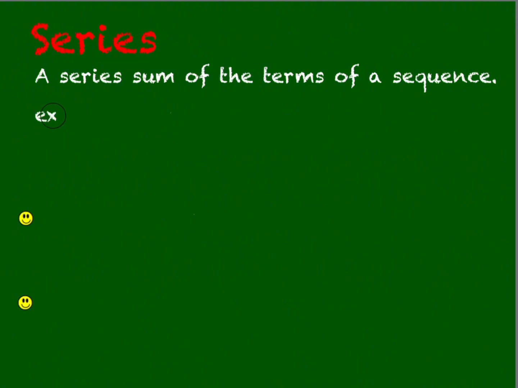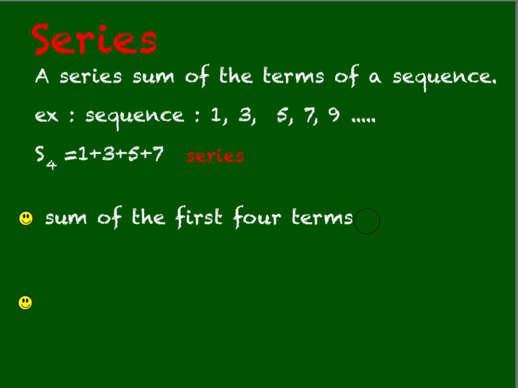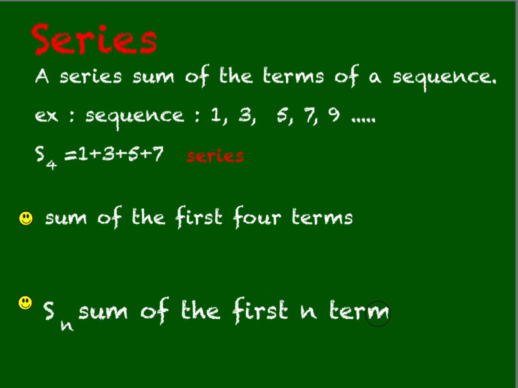In our earlier example, we had the sequence 1, 3, 5, 7, and so on. If we add the terms of this sequence together, we get a series. For example, the sum of the first few terms would be 1 plus 3 plus 5 plus 7. In this example, we stopped at the fourth term. This is called the sum of the first four terms of the sequence. Sn represents the sum of the first n terms of the sequence.